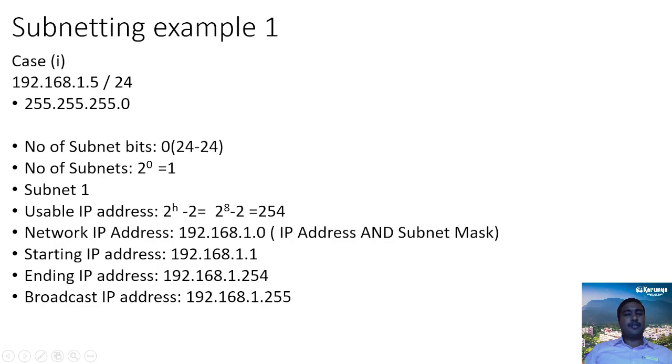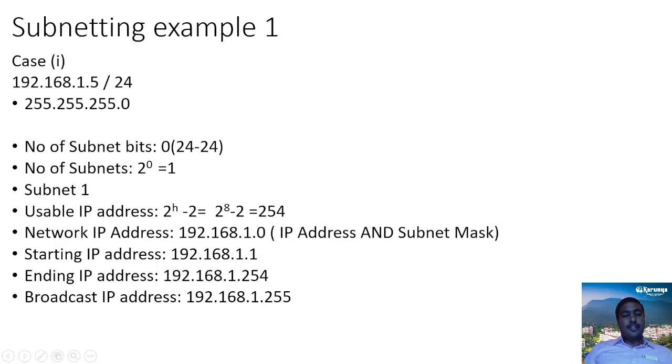So 24 minus 24, so the number of significant bits is going to be 0. The number of subnets, the formula is 2 to the power s. The s over here is 0. So 2 to the power 0 is going to be 1. So there is going to be only one subnet in this particular IP address declaration.